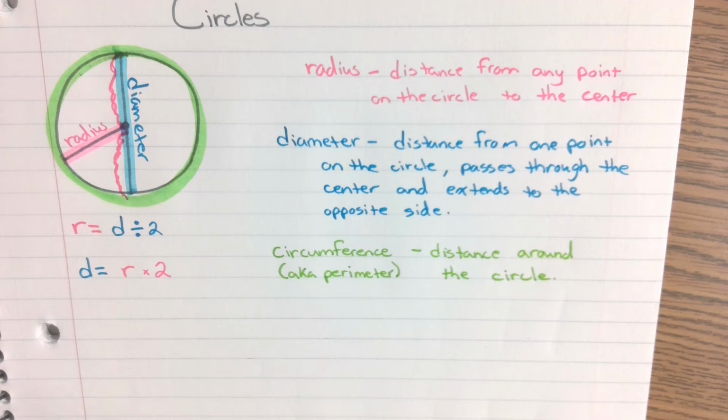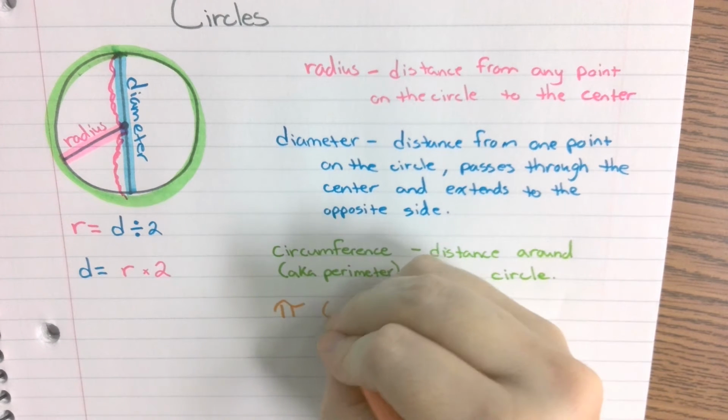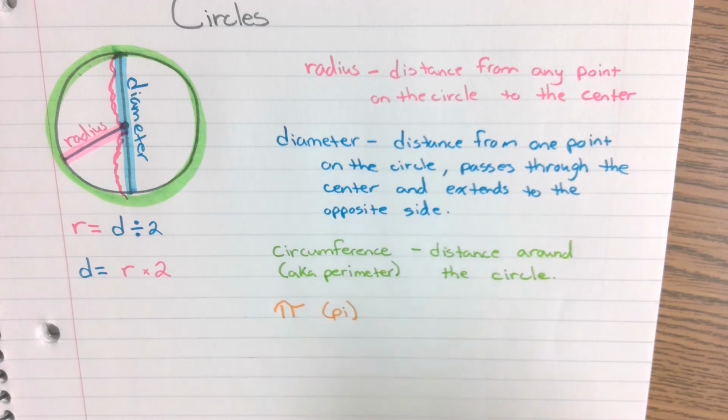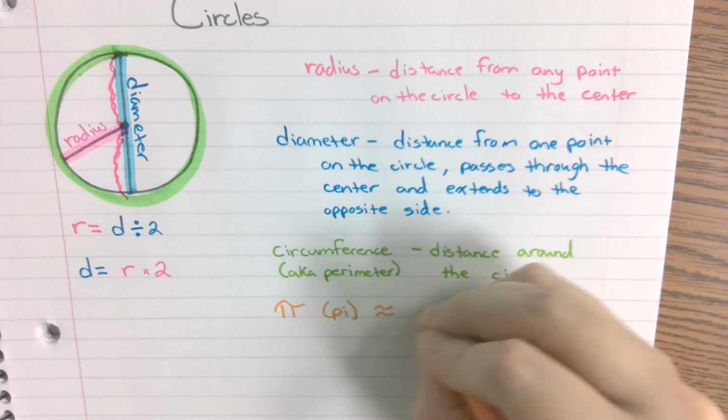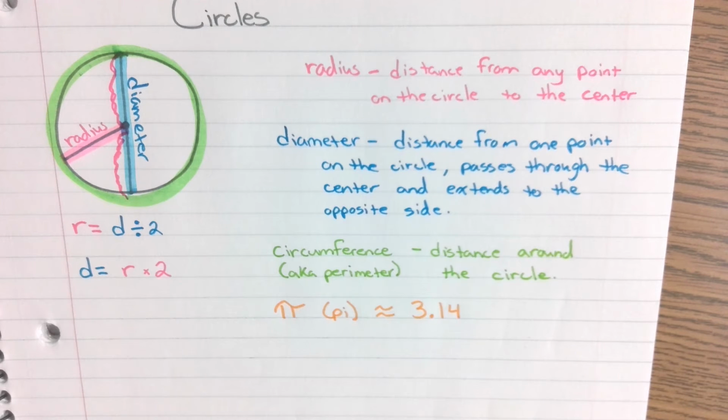Now we also have one more unique little thing. Pi. And pi is equivalent to 3.14. It's equivalent to 3.14.